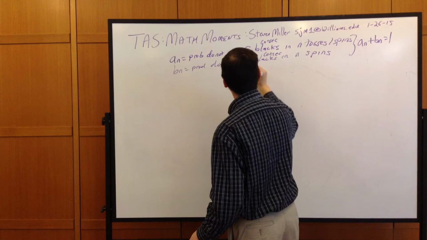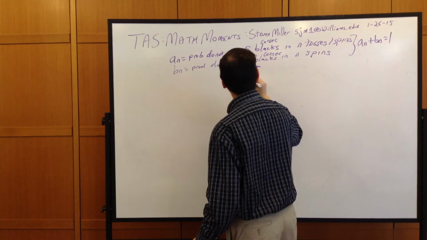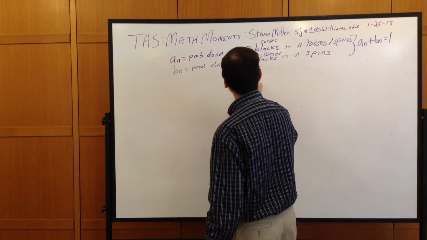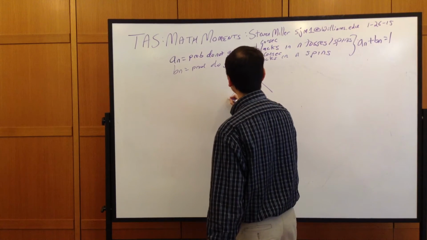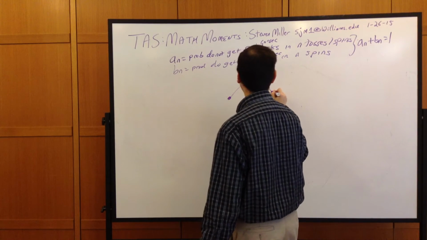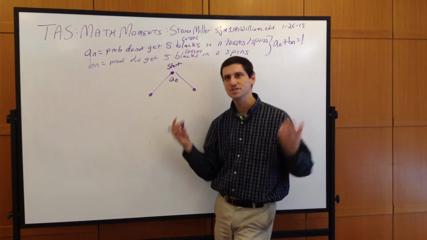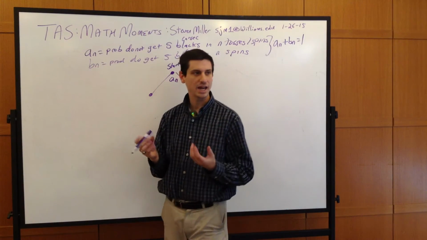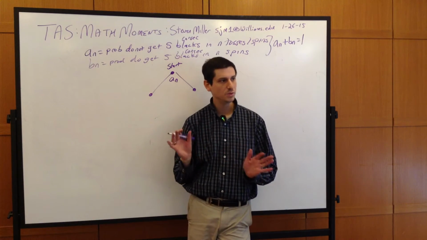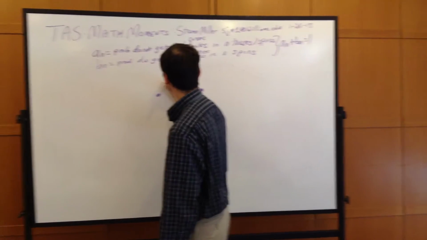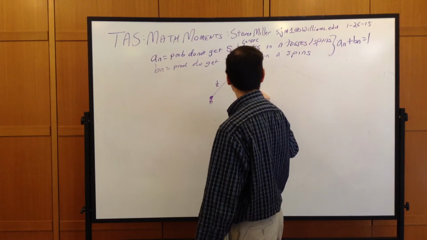So here is my start, and I want to calculate A_n. I have 2 possibilities. I will assume for now that each possibility happens with probability 1/2. In the real world, Vegas gives itself the 2 greens, so the probability is a little bit less than 1/2. Doesn't matter, it just makes the algebra a little bit worse. So half the time I get a black, half the time I get a red.